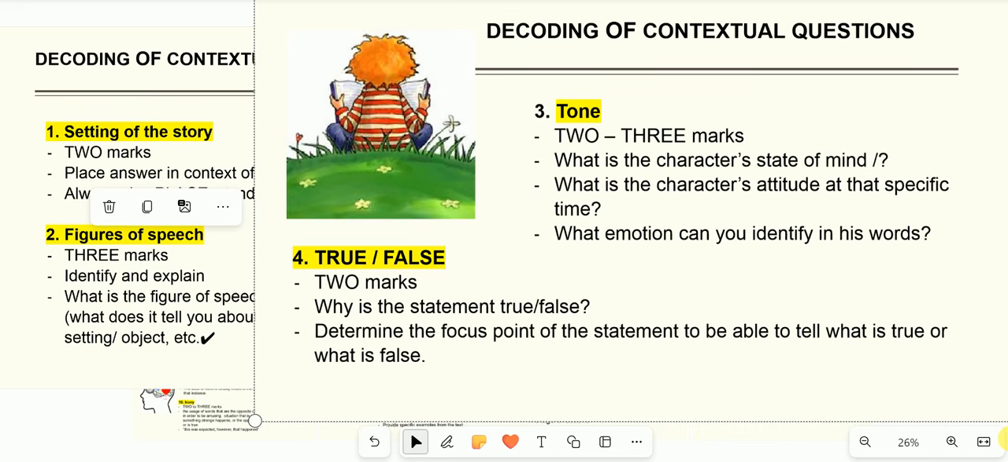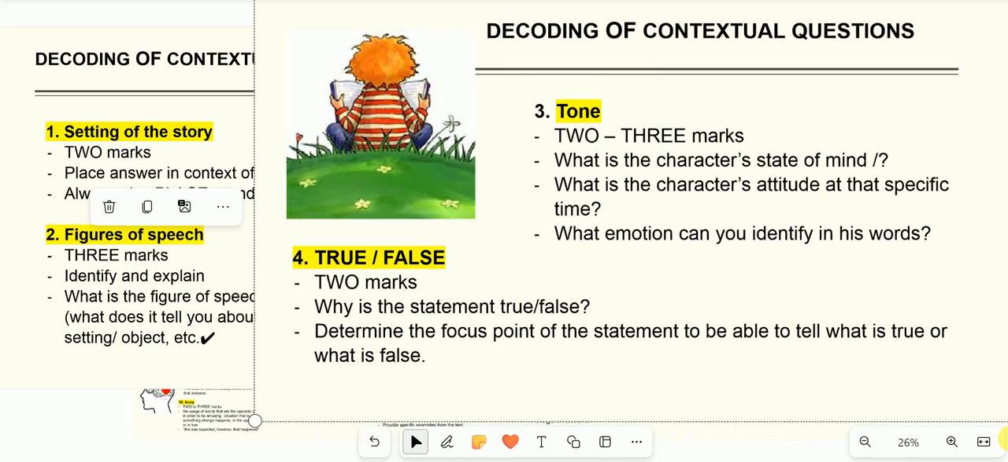And if you say that is the tone appropriate, yes, the tone is appropriate because I am angry at you, I'm shouting at you, hence I'm using a sharp tone. So you see, that is how you justify the use of tone. So you should expect the questions of tone across all the genres tomorrow. And please use the correct adjective to describe a tone. And then true or false question, 2 marks. Why is the following statement true or false? Determine the focus point of the statement to be able to tell what is true or what is false.